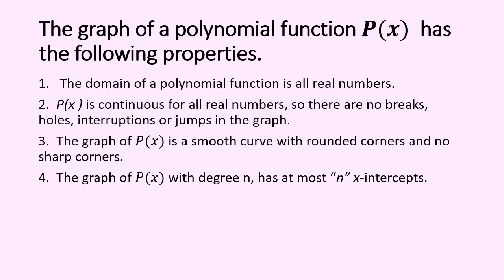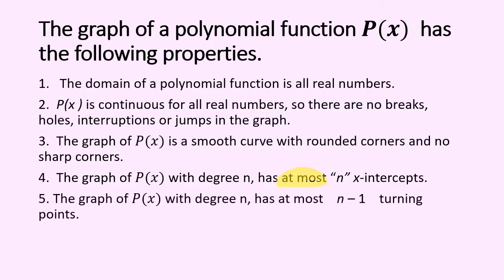But a great example is quadratic equations, which are great examples of polynomial equations. It's a second degree polynomial. And if you know anything about quadratics, you know that it can have no intercepts, it can have one intercept, or it can have two intercepts. So that's why it uses the language at most. The graph of p(x) with degree n has at most n minus 1 turning points. Again, we have the at most here.